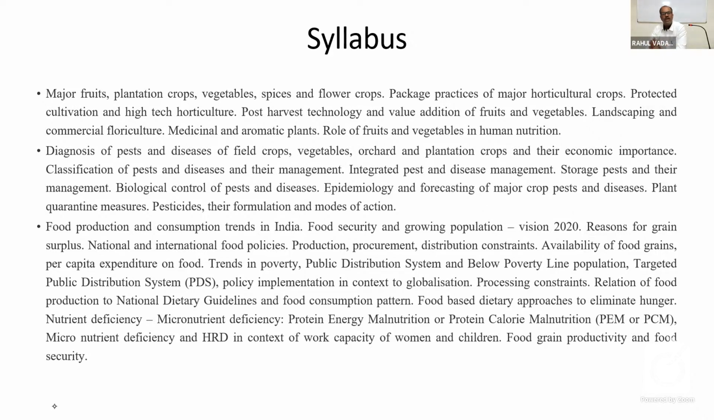Then biological control again. Biological control for pest, disease, and even for your weeds. You have to learn by heart all the natural agents. Pesticide formulation. Again, one question can be asked: pesticide formulation or classifications of pesticide. And the last topic will be your food security. You can say, in short, food security.